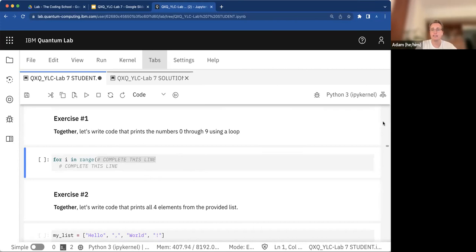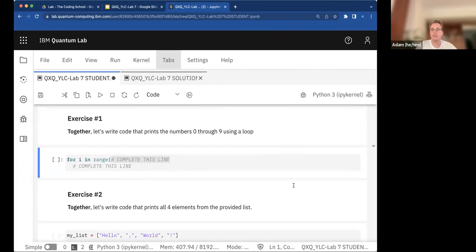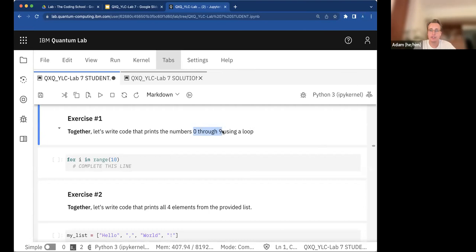Now I'm curious, does anyone have an idea of what this might be, what we want to fill in there? Ooh, okay, yeah. Nice, yeah. Couldn't trick you up. Indeed, it's 10. You want to be careful. It's not 9 because 0 through 9 is actually 10 numbers. So this is the number of things we'll do.